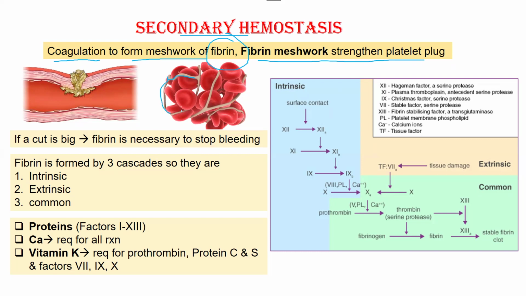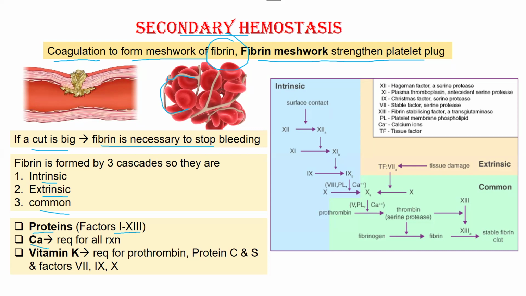You can see in this picture that these are the strands of the fibrin. So if the cut is big, fibrin is necessary to stop the bleeding. So fibrin is basically formed by 3 cascades, and they are very important. The number one is intrinsic, then extrinsic, and then there is a common. And in order to function these pathways, your body needs proteins. Basically, proteins are factor 1 to 13.